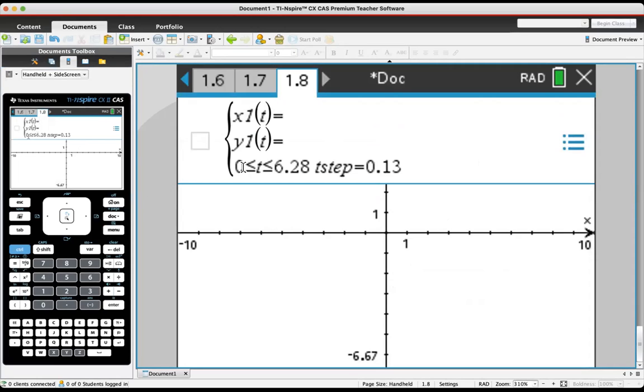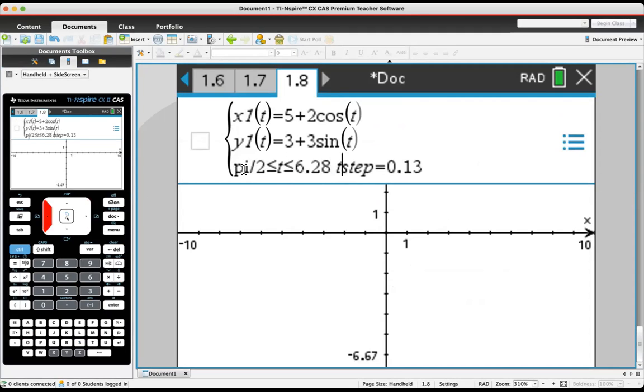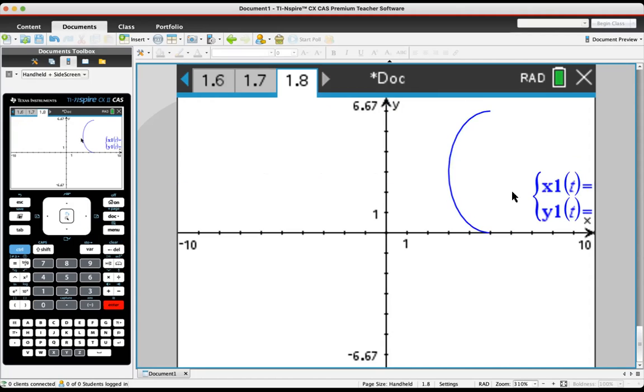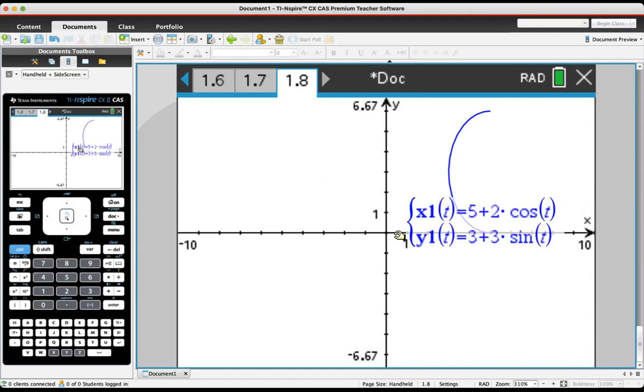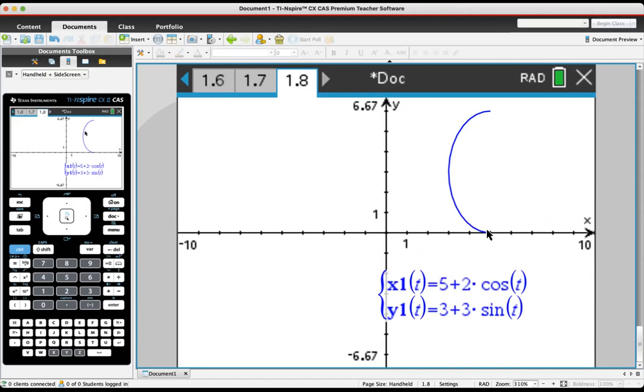Well, just notice, once we put 5 plus 2 cosine t and 3 plus 3 sine t, you need to change the t domain from pi over 2 to, let's say, 3 pi over 2. And I highly recommend you to change the t step to 0.03. Well, you can see here is the trajectory of this moving particle.